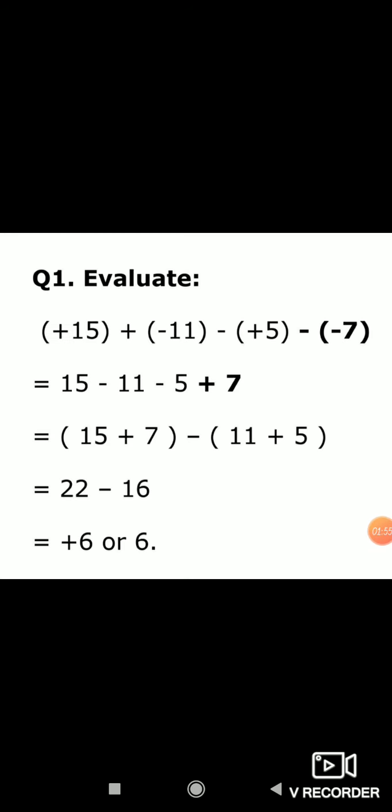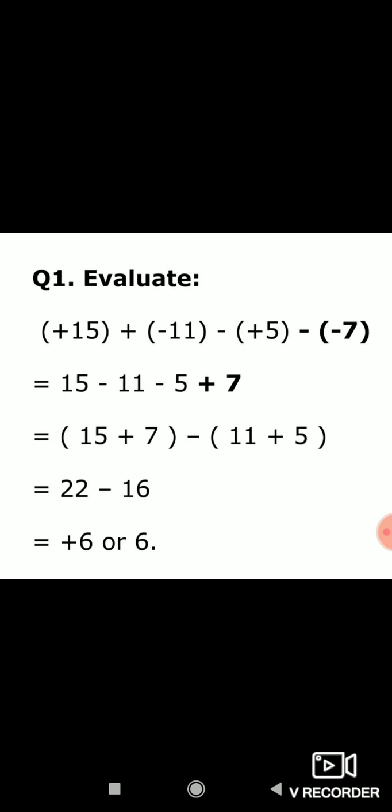Now let's start the first question. We have to evaluate plus 15 plus minus 11 minus plus 5 minus 7. Now we know the rules that plus minus becomes minus and minus minus becomes plus. So our equation becomes 15 minus 11 minus 5 plus 7.